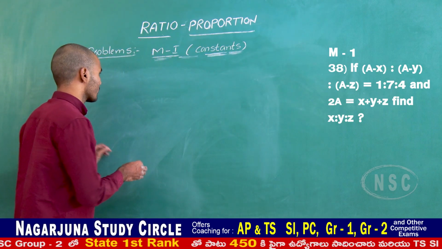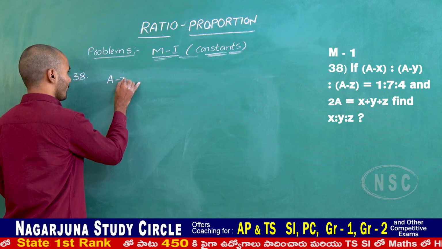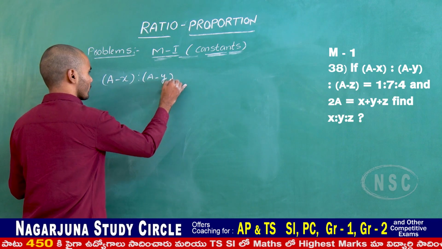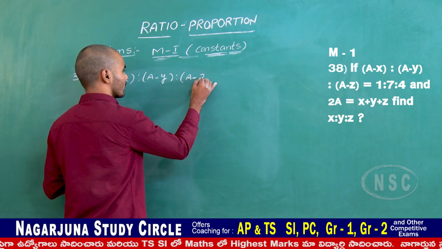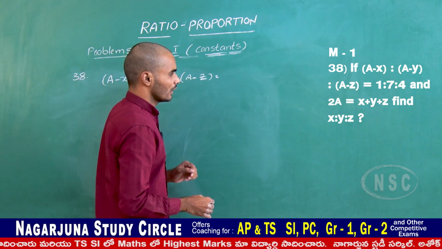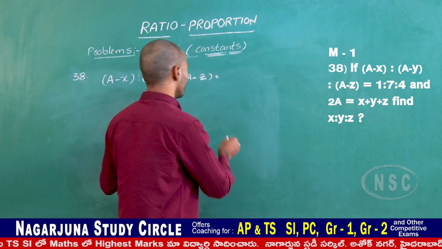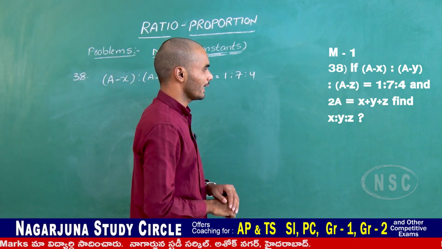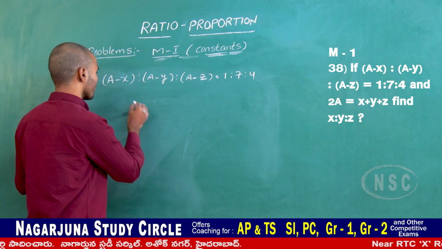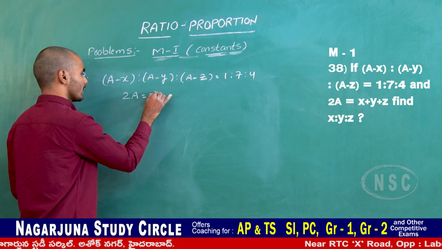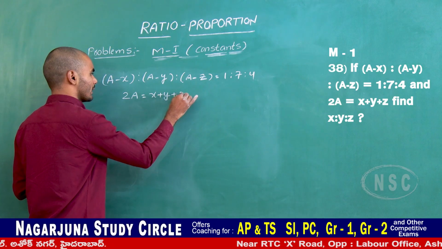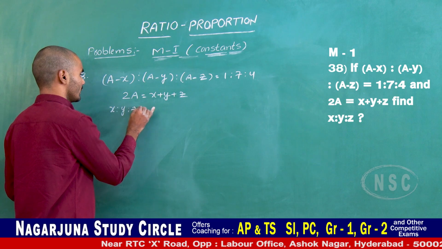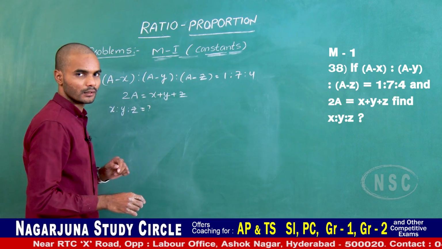The given data is a minus x is to a minus y is to a minus z equals 1 is to 7 is to 4, and 2a equals x plus y plus z. Then find x is to y is to z. This is the given question data.